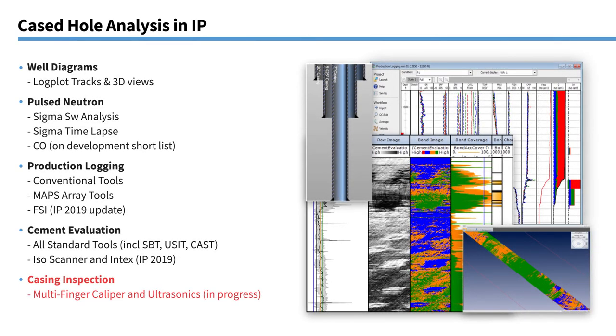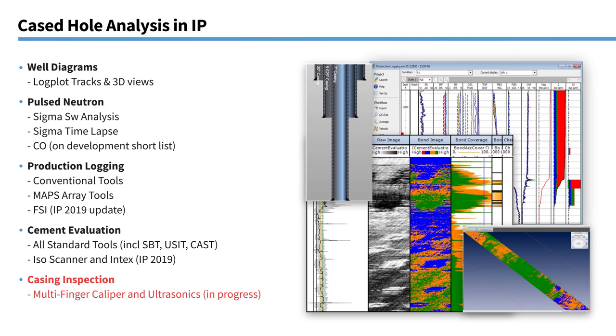So in terms of cased hole capability within IP, we have our well diagrams builder. We have some pulse neutron modules for determining water saturation in cased hole. So we've got this Sigma SW analysis module, which is a standalone analysis from one point in time. Or we have Sigma time-lapse analysis, which takes two Sigma runs and compares them to calculate changes in water saturation. There's not a module for carbon oxygen interpretation at this moment, but we do have it on our development shortlist.